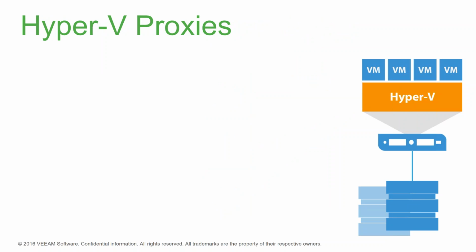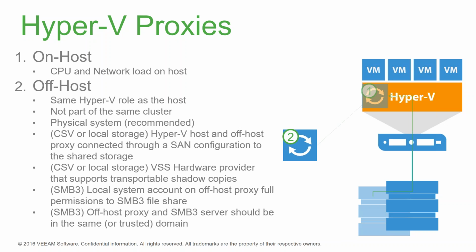On the Hyper-V side, we have two types of proxies. There's one that sits on the host. The thing about that is that it uses the CPU and the network on that host, and that can be a bit expensive. You may want to look at doing an off-host proxy instead. That off-host proxy is going to use the data that is sitting on the SAN, or the cluster shared volume, or local storage, or the Windows SMB3 share.